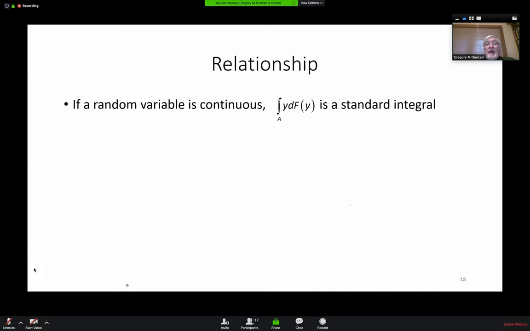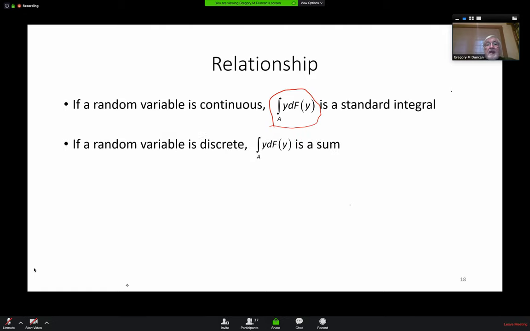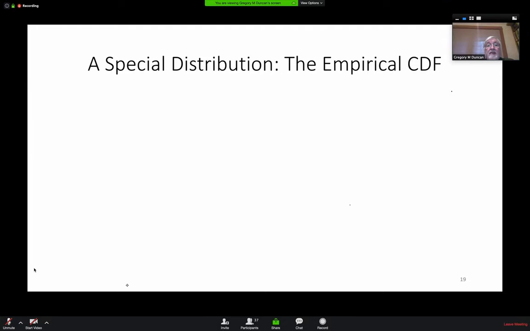So if a random variable is continuous, the expected value is a standard integral. If the random variable is discrete, this is simply a sum. In the Stieltjes form, sums become integrals. And that's all you need to really remember about this.